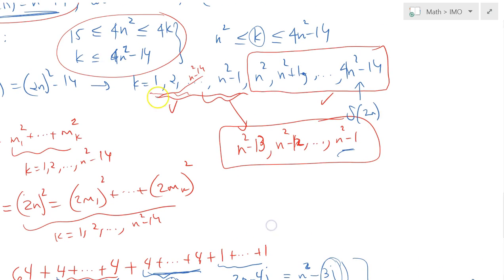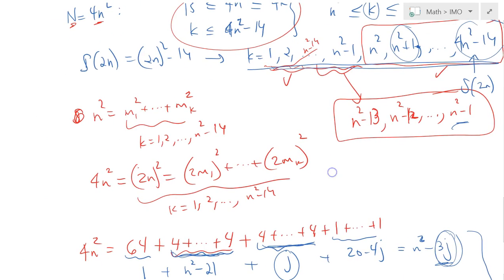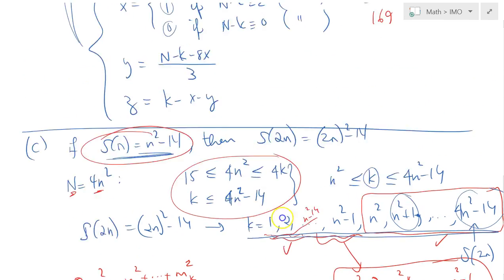So therefore, we have just proved that it's possible to represent 4n squared by any number of squares less than or equal to 4n squared minus 14 as a sum of those squares, and that completes this lengthy proof.